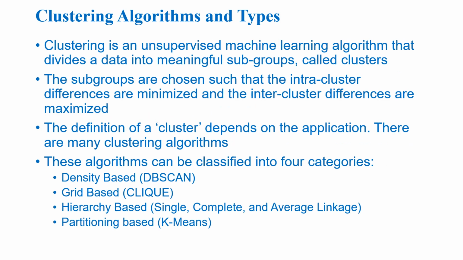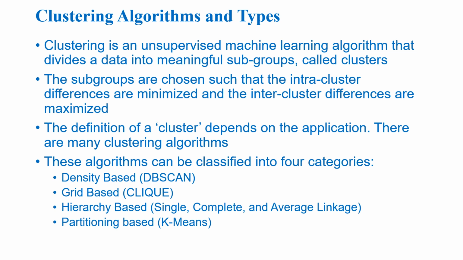Okay, clustering algorithms and types. As I said before, clustering is an unsupervised machine learning algorithm that divides data into meaningful subgroups called clusters. The subgroups are chosen such that the intra-cluster differences are minimized and the inter-cluster differences are maximized. The definition of a cluster depends on the application. There are many clustering algorithms. So in general, these algorithms can be classified into 4 categories as follows.